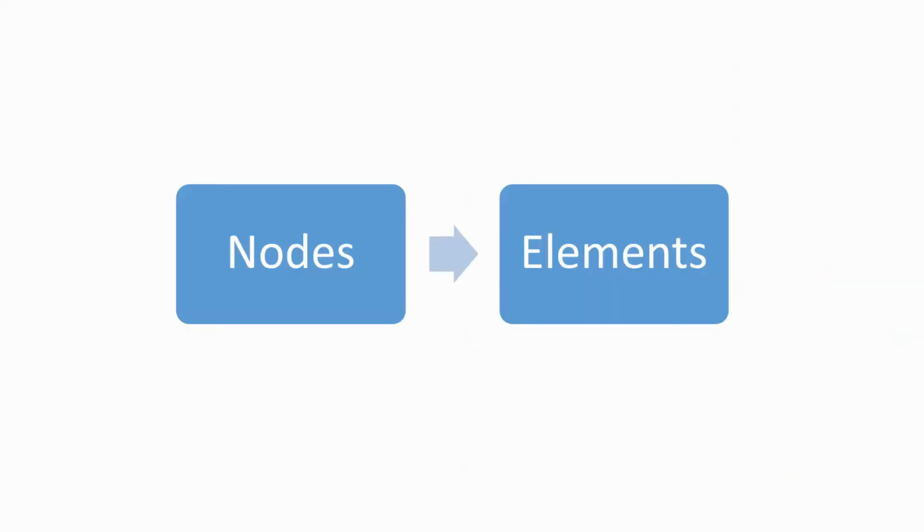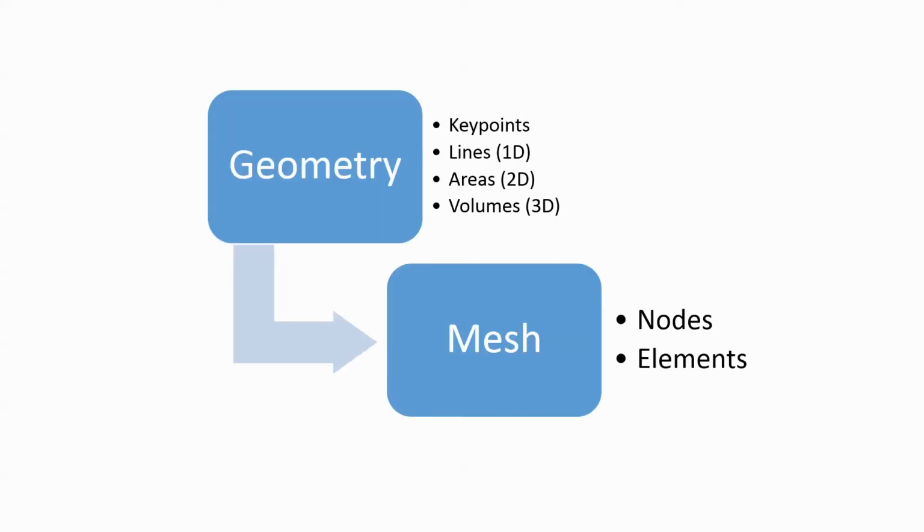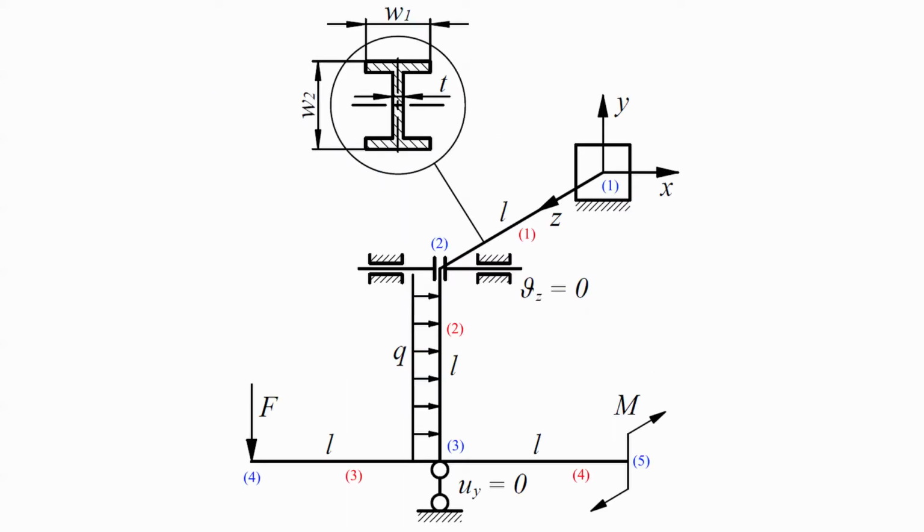In the previous video, we created the nodes and elements directly, and it was the last time we used this method. From now on, we are creating the geometry with further meshing. This time, our geometry is one-dimensional, so we will create lines by key points. Let's mark our key point and line numbers.